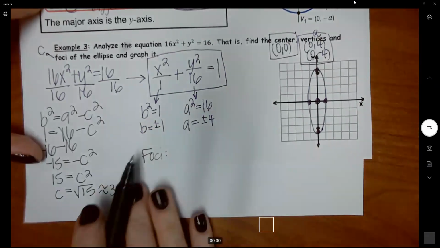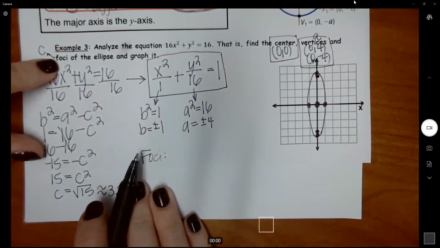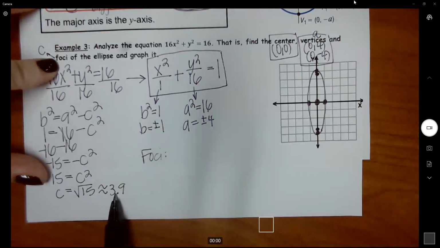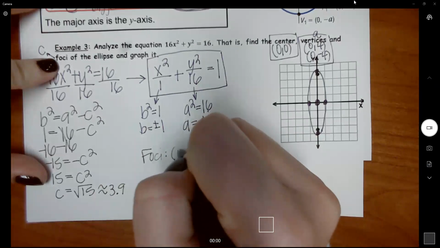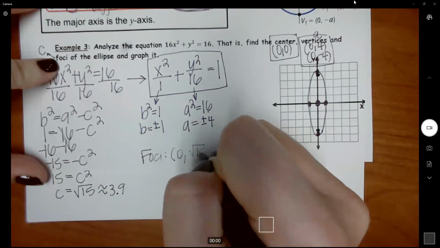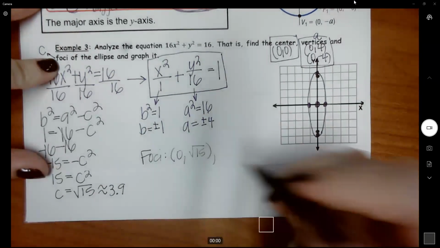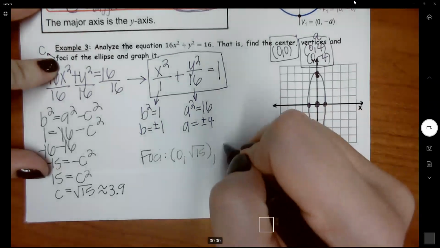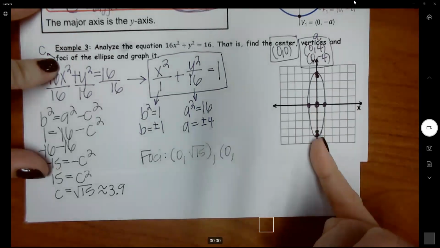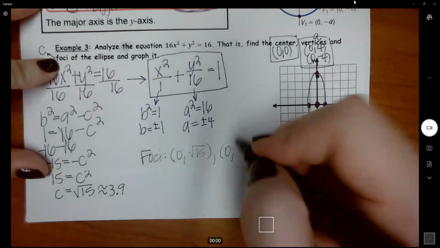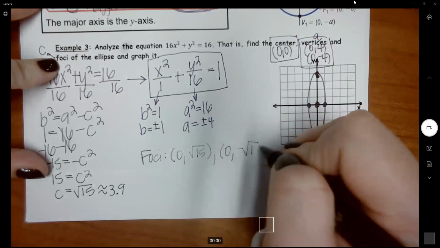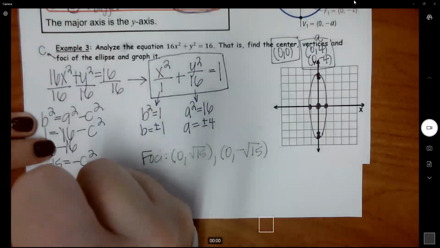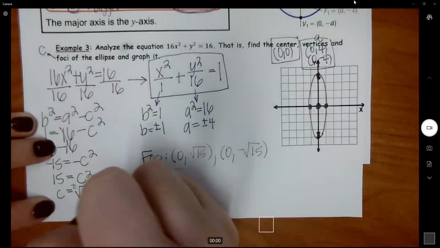And so then when you label what your foci is, you went 0 left or right, and then you went positive 3.9-ish. So this is 0, square root 15. And then you did the same thing, but you went down. You went 0 left or right on your X. And then you went negative 3.9 down. So this is 0, negative square root 15. And I probably should have even put right here plus or minus, plus or minus.